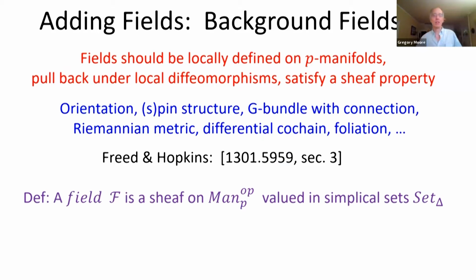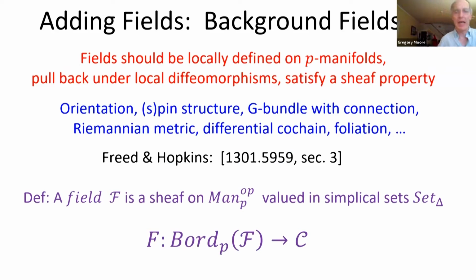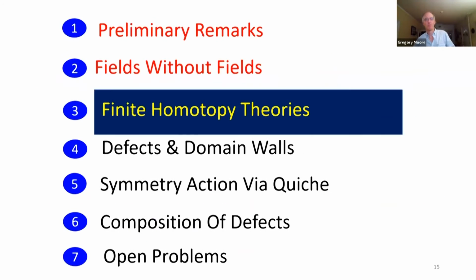And if you have a set of background fields, denoted curly F, then you can modify the bordism category to include bordisms equipped with these structures. For example, so far we were talking about unoriented bordisms, but orientation is a field. And so we could modify our bordisms to oriented bordisms or spin bordisms or bordisms with a G-bundle with connection and so on. And so a more general notion of what is a field theory is that it's a monoidal functor of these kinds of bordism categories equipped with background fields to some monoidal p-category C.